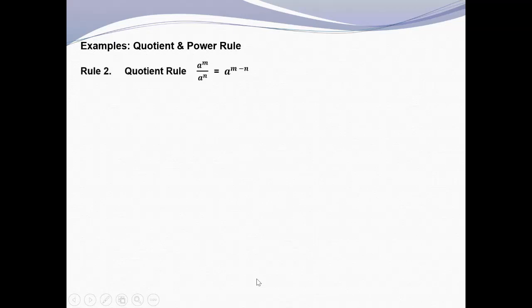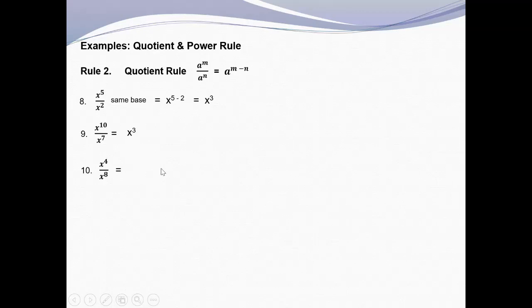Now, rule number 2 is called the quotient rule. Okay, when you have the same base, but you're dividing a to the m divided by a to the n, you subtract the exponents. It'll be a to the m minus n. Example, same base, x to the 5 minus 2 will give us x to the 3rd power. x to the 10th divided by x to the 7th will give us x to the 3rd power because 10 minus 7 is 3.